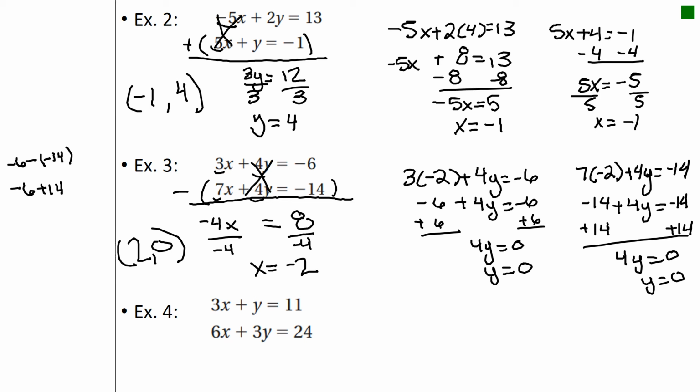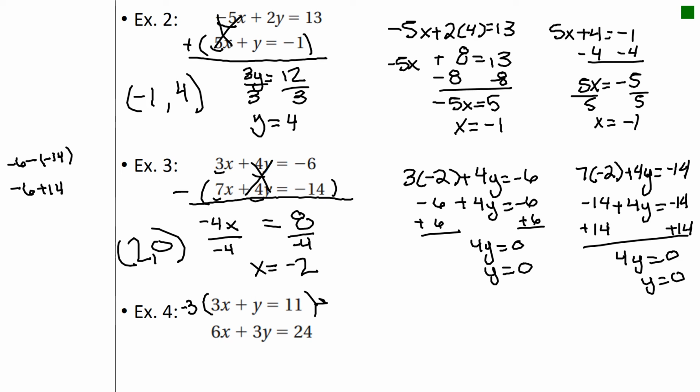Multiply if necessary. We have a 3x and we have a 6x. Those aren't the same or opposite. We have 1y and a 3y. Those are not the same or opposite. So I'm going to have to multiply one of these equations to get the same or opposite. I'm going to multiply everything in our first equation by negative 3. I'm choosing negative 3 because I'm going to get our y's to be opposite, so I can add.